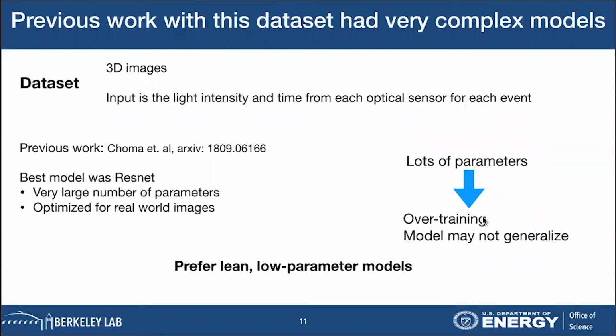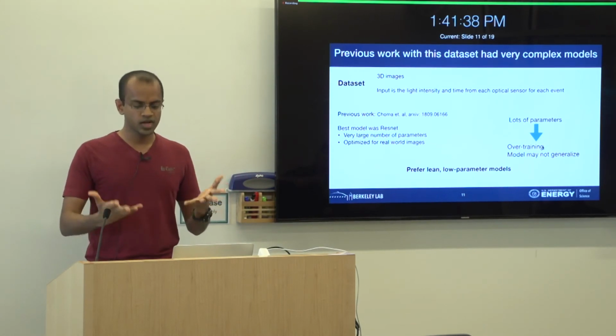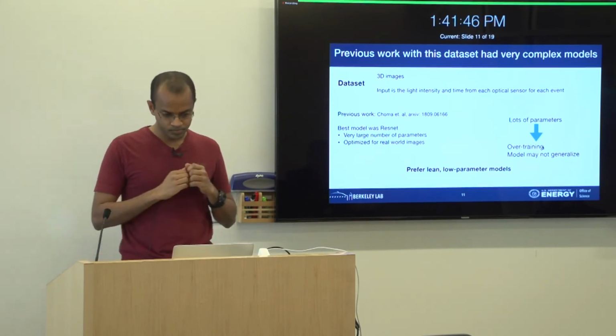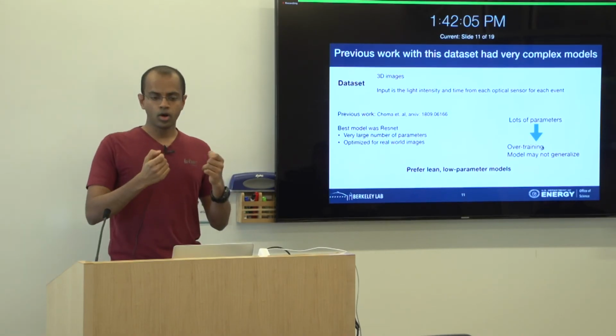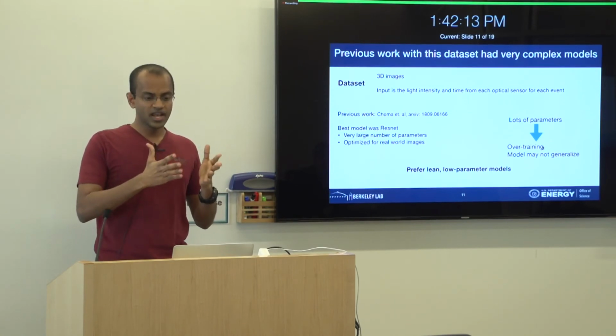Now, the data set, as I mentioned, is with 3D images, and the input is the light intensity and the time at which each optical sensor gets that event. And there was work done on this data set before by Choma and all, where they studied a lot of machine learning techniques, GNNs, CNNs, etc. And for CNNs, they found a model called ResNet that did pretty well. However, these ResNets have a very large number of parameters. And the problem with having CNNs with a lot of parameters is you could be overtraining, and as a result, you'll have a model that works but does not generalize. And also, ResNets are optimized for real-world pictures. So the goal of this work was to develop low-parameter CNN models.